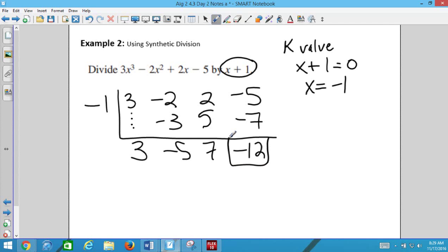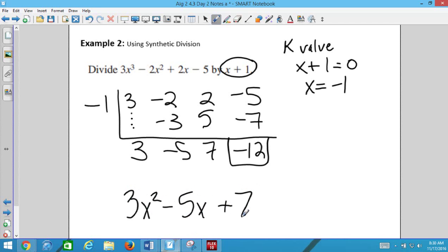Why do I put a box around it? It's my remainder. So the 3 is going to be the leading coefficient of the answer, but it's going to be 1 power less than the original. So 3 what? X to the second. Minus 5x to the first plus 7.